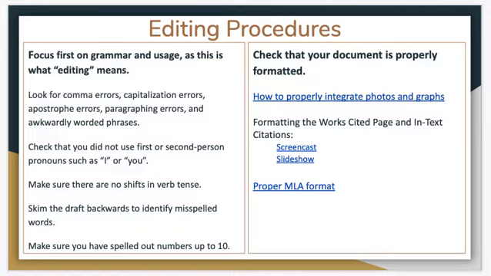Please make sure this is a formal paper, that you're not using pronouns such as I or you. You're avoiding the first and second person. Make sure that you're not shifting in verb tense.